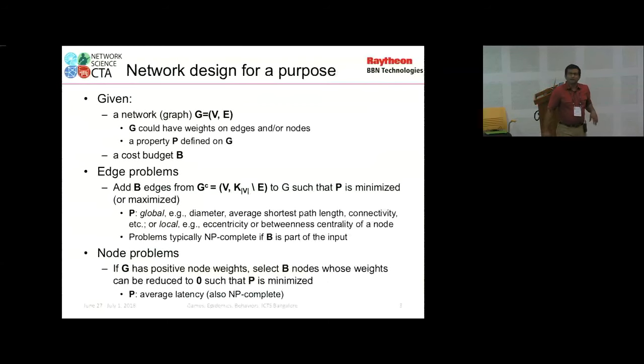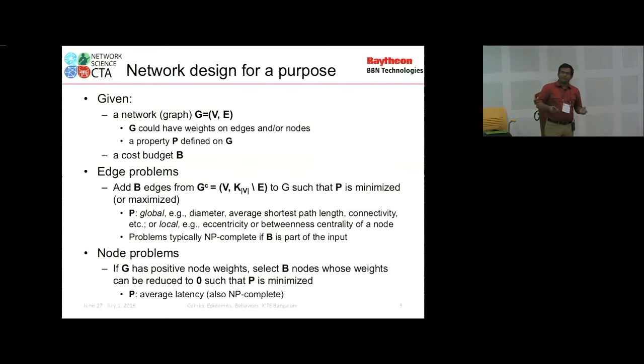So this is a one slide description of what the basic goal of the network designer is. He basically wants to design a network for a purpose. So he has a graph G, vertex set V, edge set E, and there could be weights on the nodes or edges. And then there is a property which the designer has, network property P. I'm being very abstract here, and I'll give some examples of these properties as we go along. And then there are two types of design problems, edge problems and node problems. There's also a cost budget B, which is given to the designer. So the designer is told you can add B edges from the complement graph to G such that P is maximized or minimized, depending on what it is.